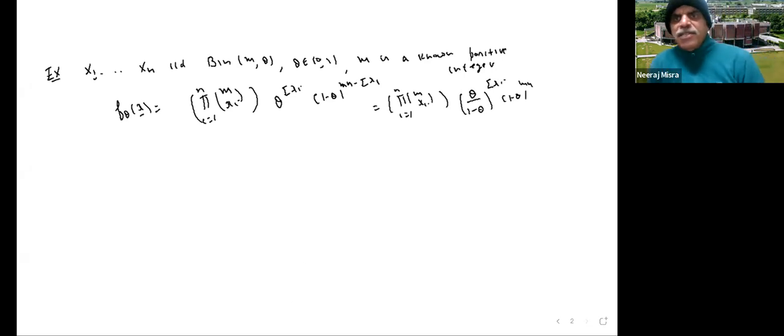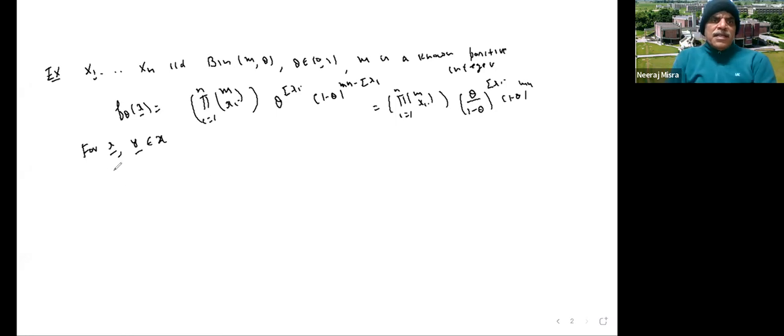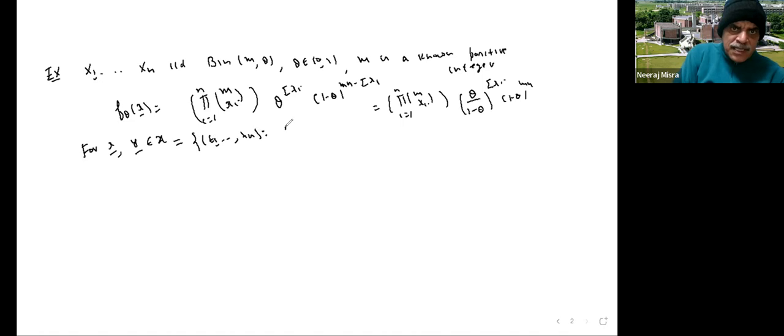I have to find the minimal sufficient statistic. So for any two points in the sample space, what is your sample space? It is the collection of all those x1, x2, ..., xn such that each xi is between 0 and m. Because it is binomial, there are n independent binomials, and each xi is from Binomial(m, θ), so each xi is from 0, 1 to m. This is your sample space.